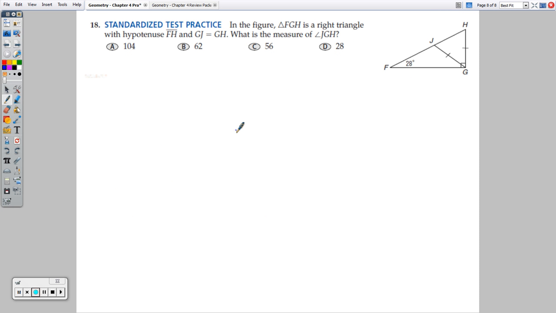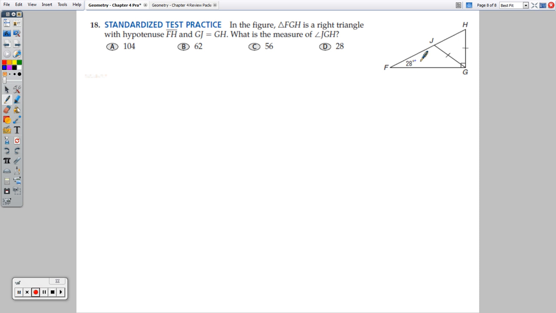And then number 18, some standardized test practice. In the figure, FGH is a right triangle. So FGH, it's already labeled there, with hypotenuse FH, so that's the longest side, across from the right angle, and GJ is congruent to GH, already in the picture as well. What's the measure of angle JGH? They tell us in the picture as well, this is 28 degrees.